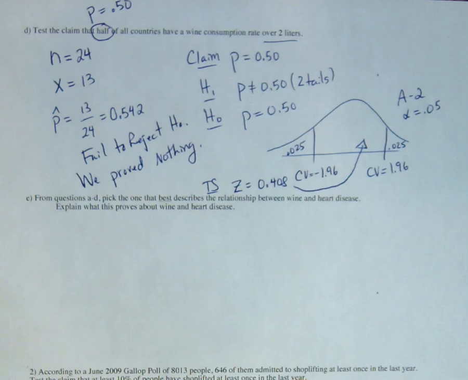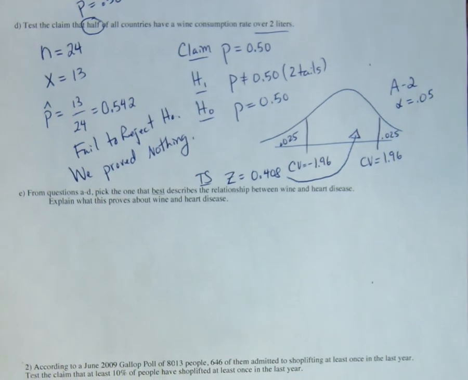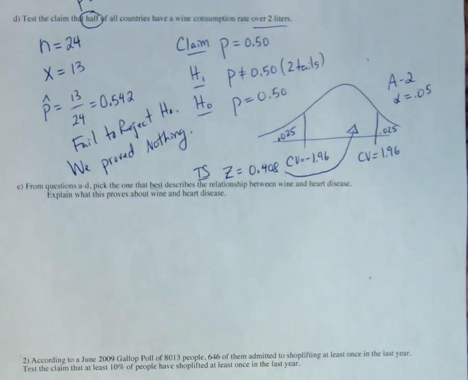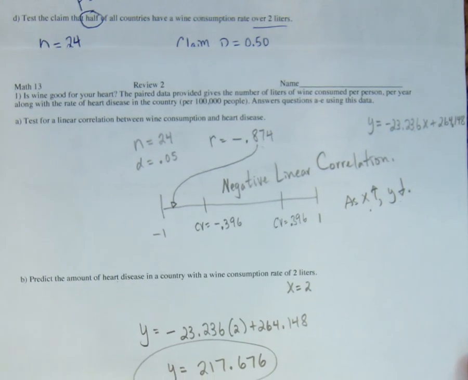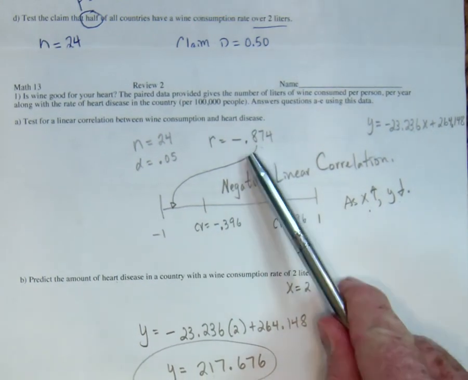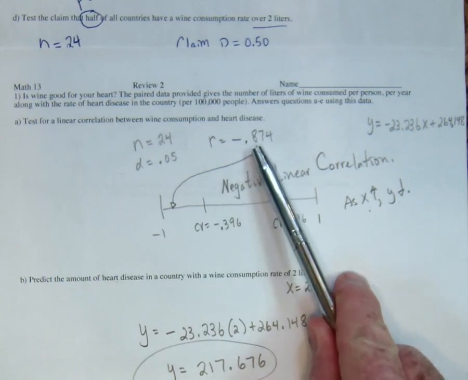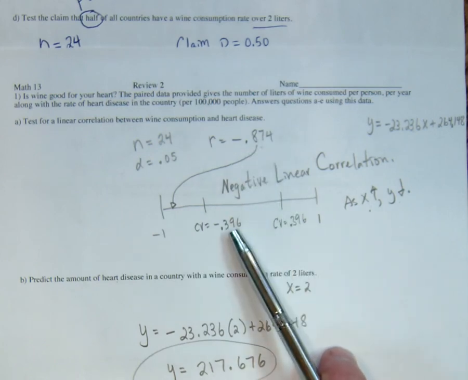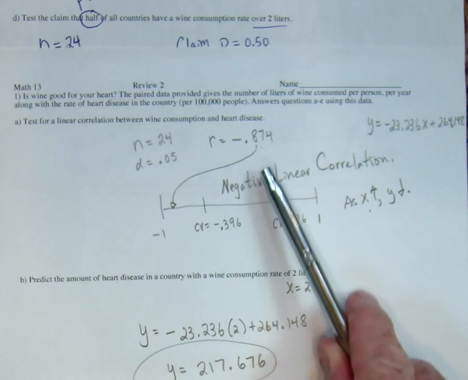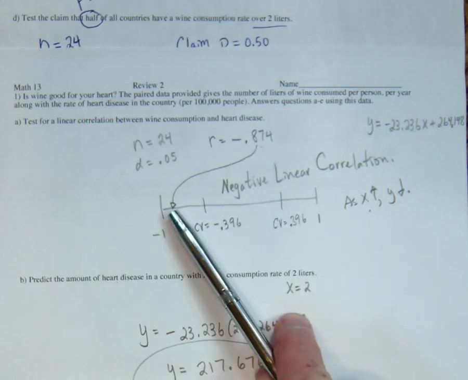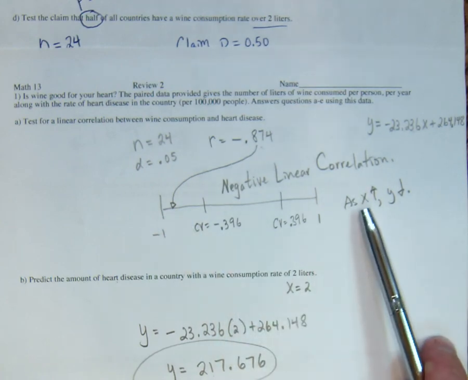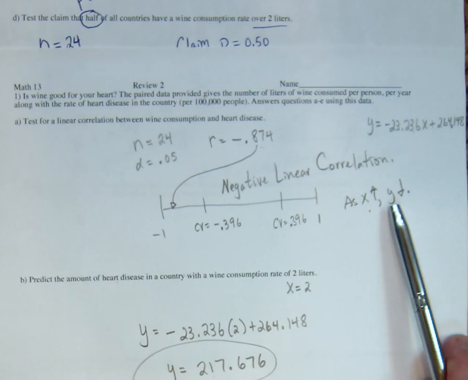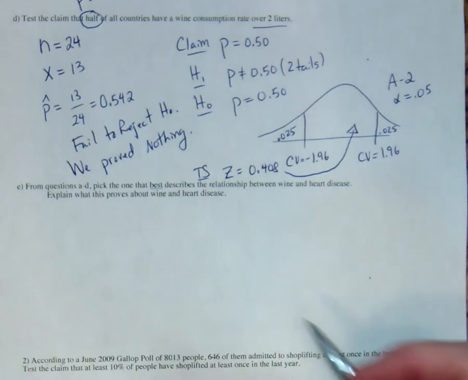Okay, looking at the previous parts, which one is best for explaining what's happening here? Well, I think that I would choose the first one. There's a linear correlation. Since it's negative, and notice that it wasn't close. It's not like this said 0.397 or something really close. It's way, way over here. So it's definitely a strong linear correlation. So that means as X, which was wine consumption, goes up, then heart disease goes down. So I would just write that.